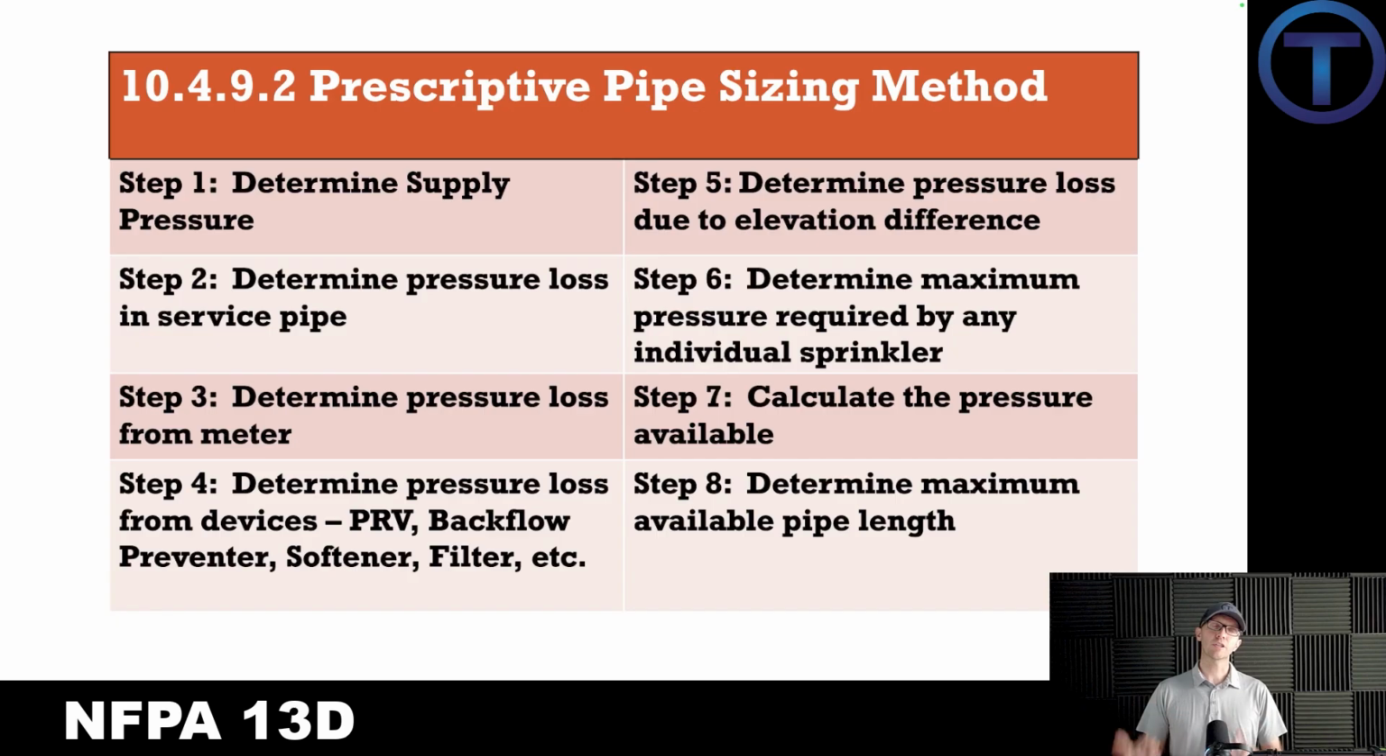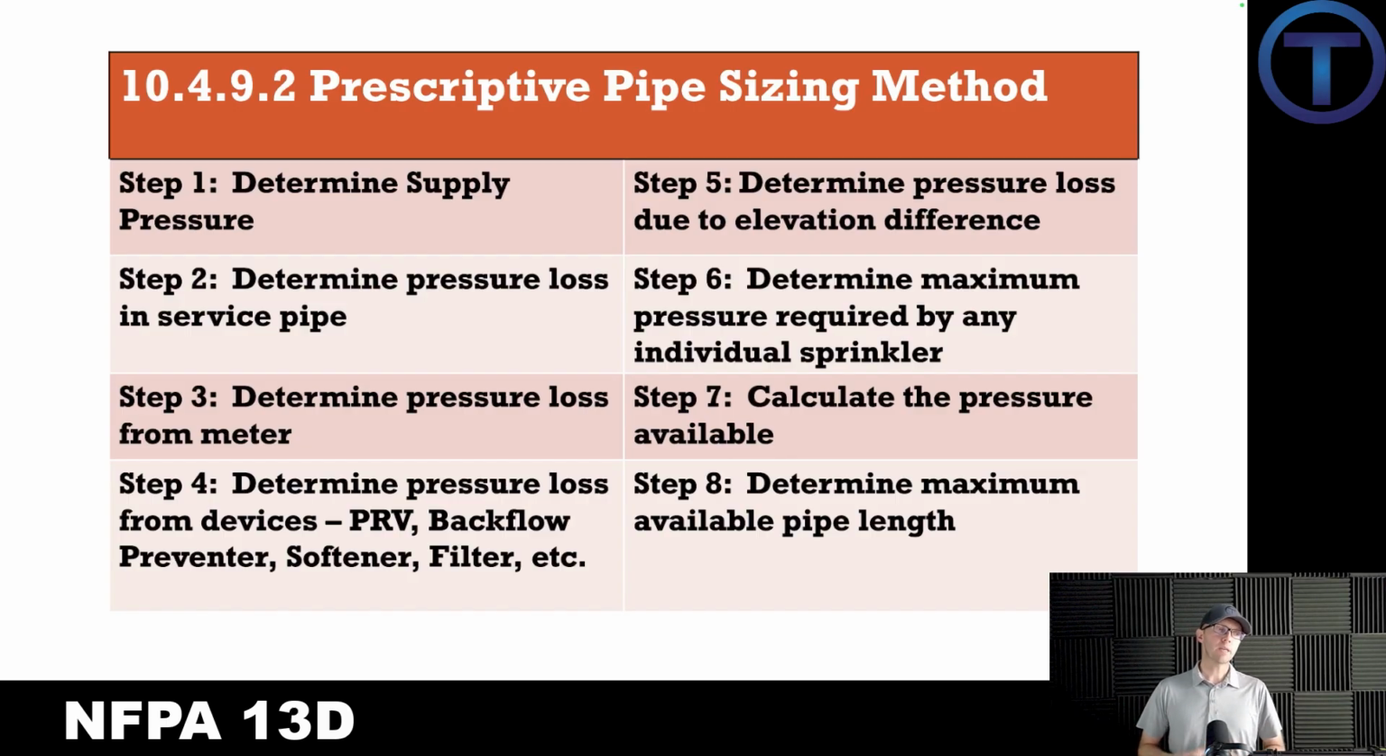Let's go another route, shall we? 10.4.9.2 gives us the prescriptive pipe sizing method. It's a little different, a few less steps. Let's see what it takes. Step 1, you determine your supply pressure. Once again, we're starting with what kind of pressure are we getting that we can use.